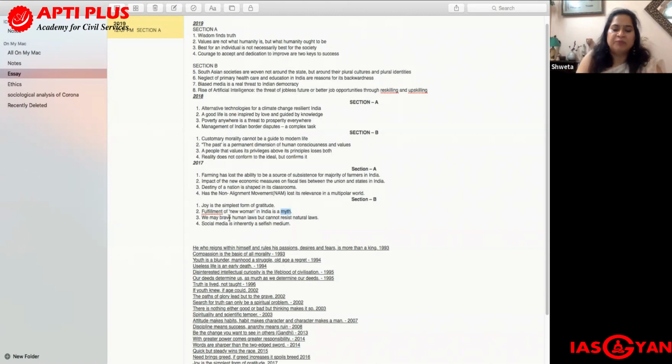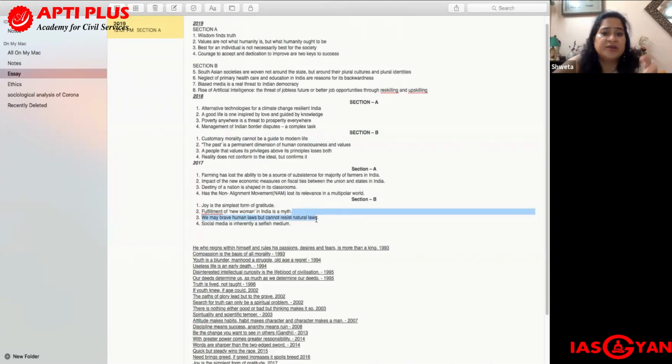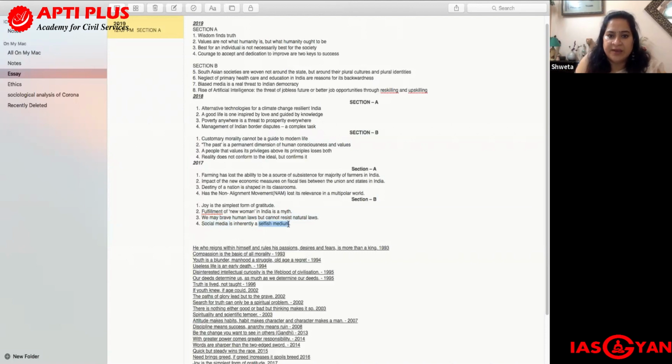Anyway, moving ahead further, we can see: we may brave human laws, but we cannot resist natural laws. So what are human laws? Human laws are something not only related to constitution and polity; you can also quote CRPC, IPC, family laws, etc. So we may brave human laws, but we cannot resist natural laws. The moment I say natural laws, the concerns of environment and the concerns of human geography also come into existence. You can bring in insights related to science and technology, where intervention is required and when the intervention becomes exploitative.